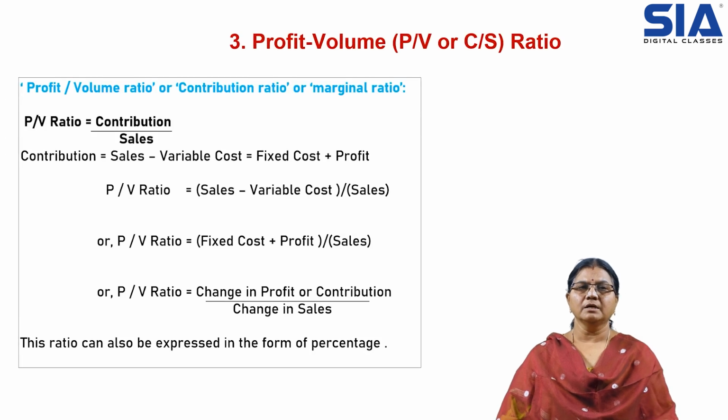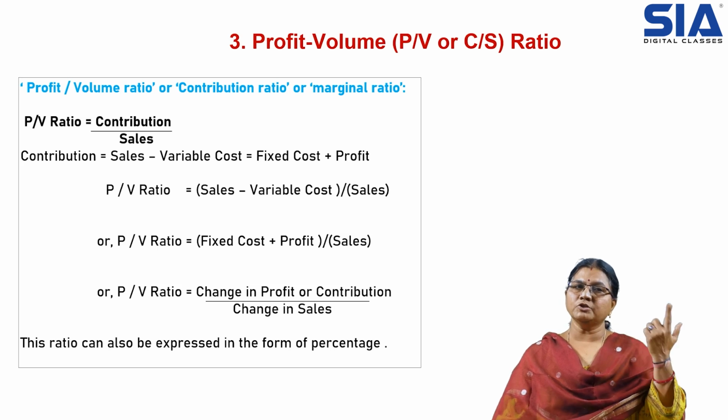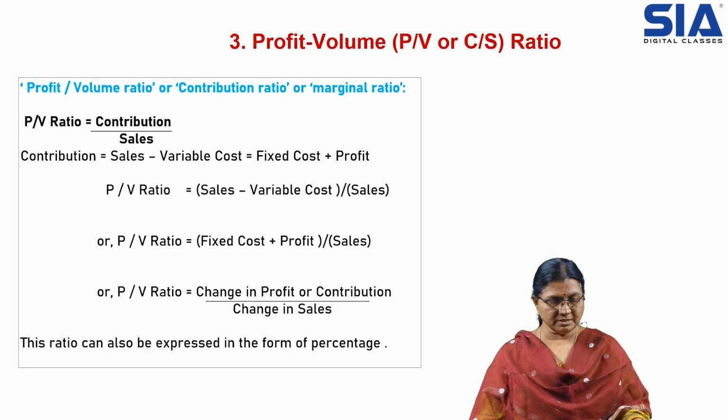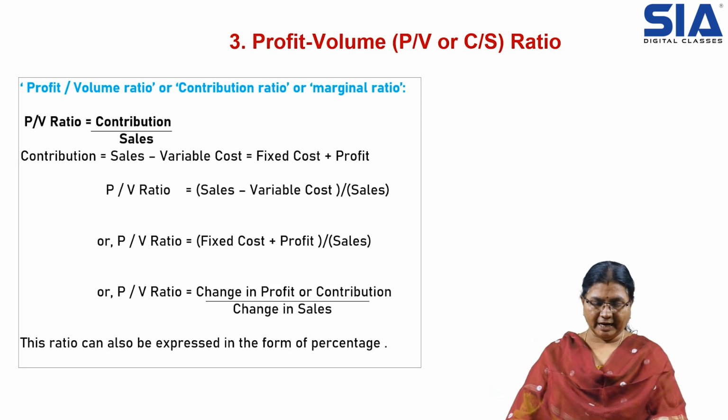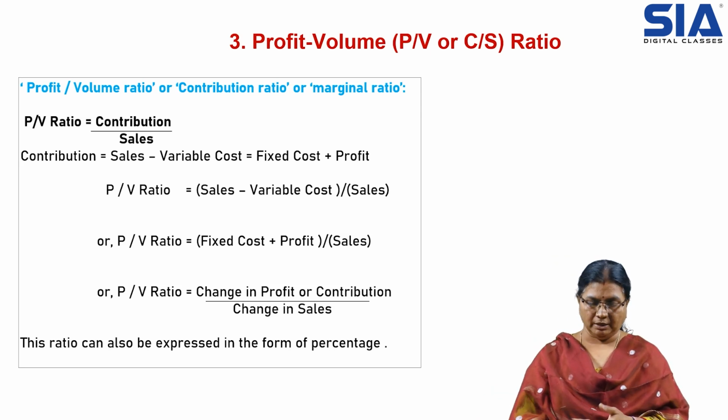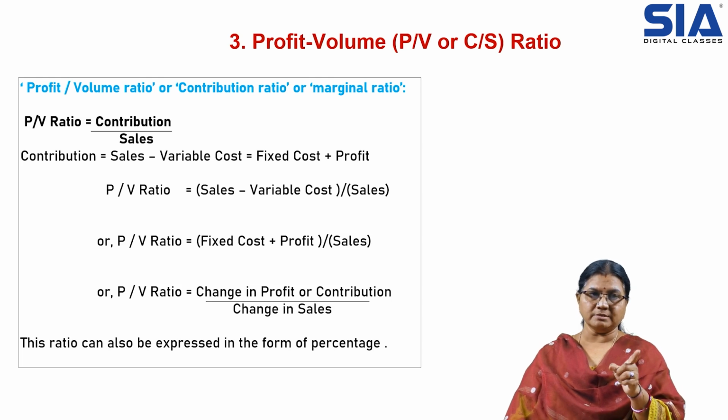Next concept is profit volume ratio. So profit volume ratio is equal to contribution by sales. Again contribution is equal to sales minus variable cost. So from this formula you can understand, depending on the data we have to use the formula. So PV ratio is equal to sales minus variable cost divided by sales.